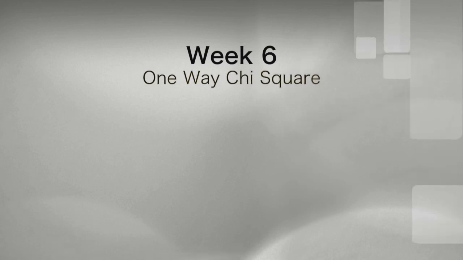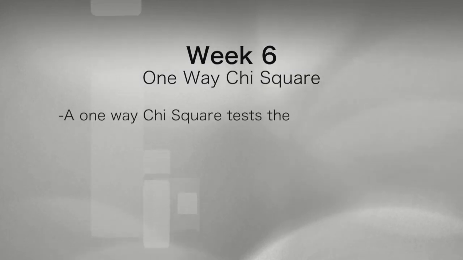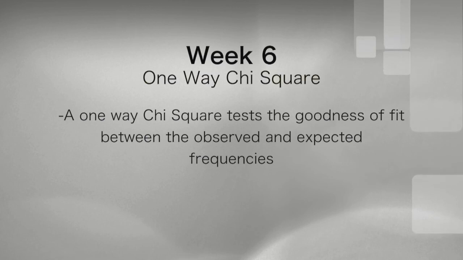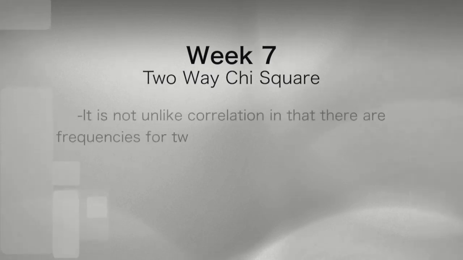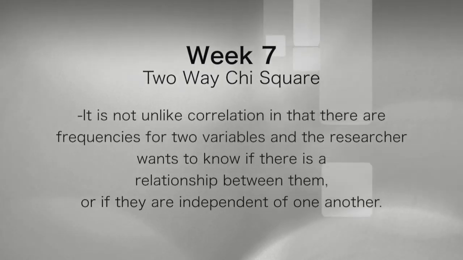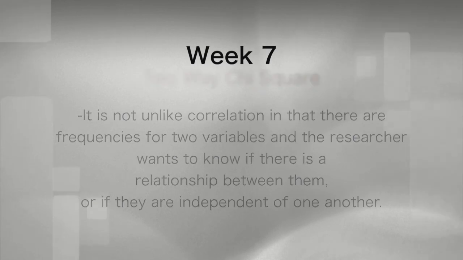In week 6, what we're going to be looking at is a one-way chi-squared analysis, which is also known as a goodness of fit test. Now, one-way chi-squared tests the goodness of fit between the observed and the expected frequencies. In week 7, what we're going to be moving towards is a two-way chi-squared analysis, which is also known as a test of independence. Now, it's not unlike the correlation in that there are frequencies for two types of variables, and the researcher wants to know if there's a relationship between them or if they're independent from one another.